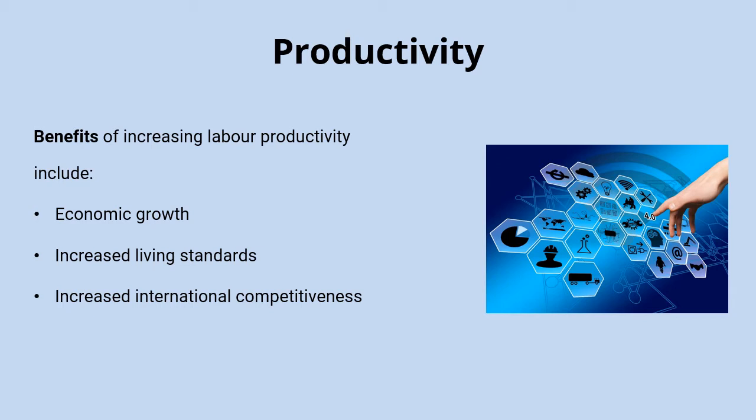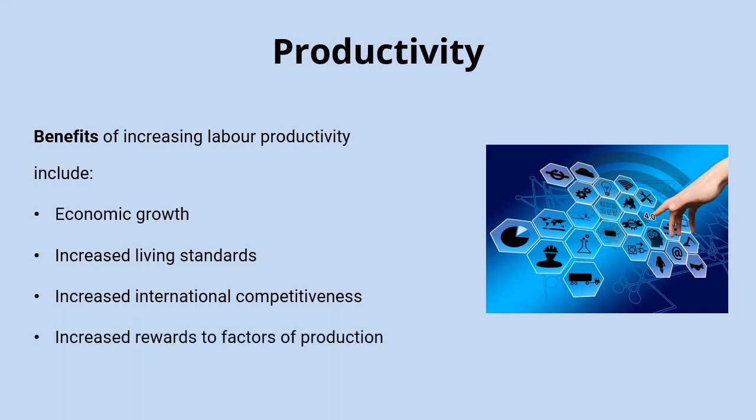So again, if we're producing more output with fewer workers, then you've got to pay those workers fewer. So the cost per unit of output is going to be lower, which means that our competitiveness when compared to international rivals who we might be trying to sell our products to is going to be improved. It's going to be easier to sell our exports on those international markets because our average costs are going to be lower, and therefore we're going to be able to sell them at lower prices.